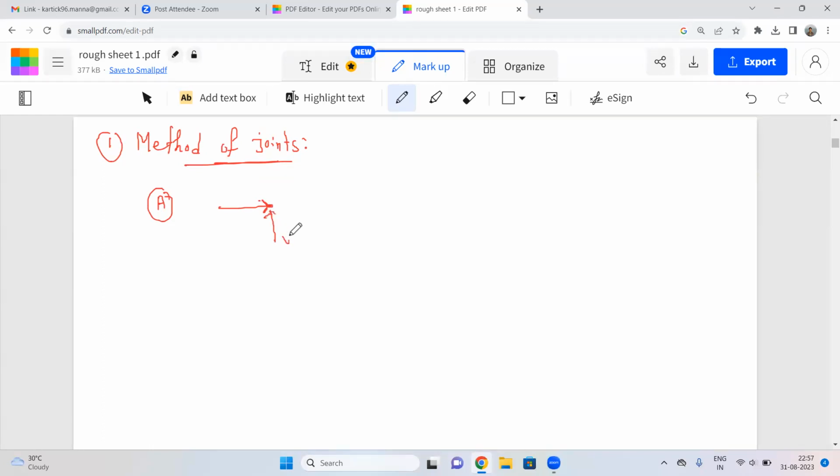In this side we have VA. Now here, for AC, suppose it is FAC, and for that AB member, the force is FAB. So here, what are the known values? HA and VA are known to us, right? Also, we know this angle.